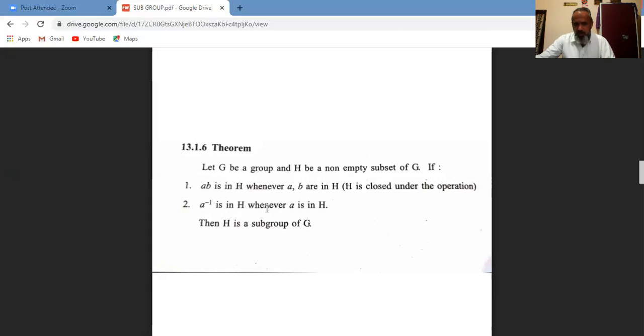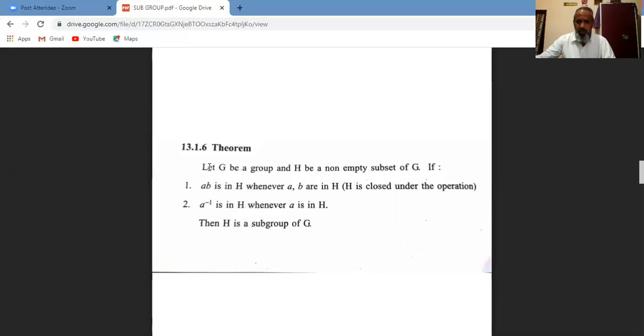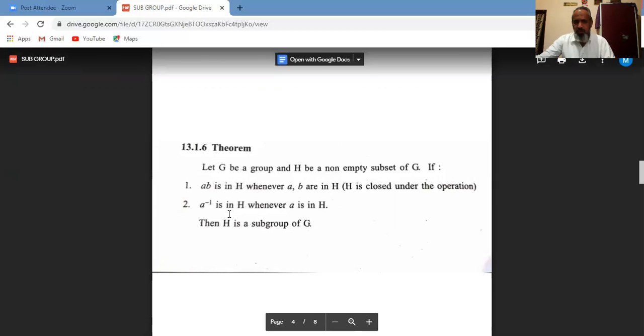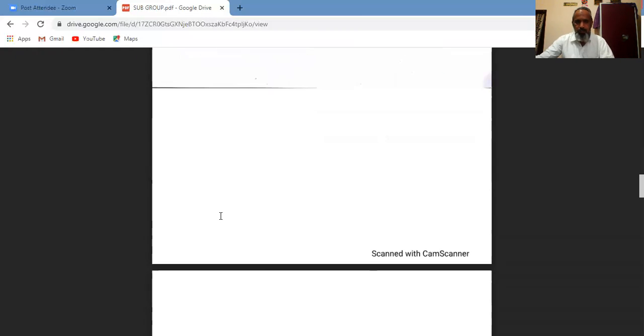So by taking these two conditions, we have to prove that H satisfies the properties of a group and H is a subset of G. Therefore, H is a subgroup of G. So this is the statement of the theorem. Now we are going to prove this theorem by taking these two conditions.